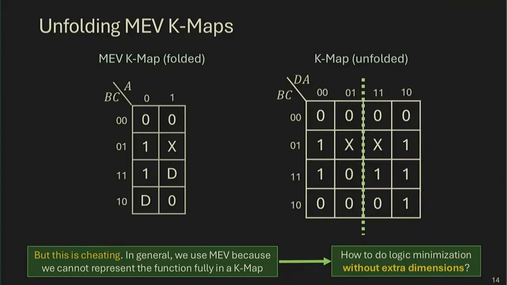In general, we use MEV because we cannot represent the function fully in a K-map. And therefore, we somehow have to find a way to do logic minimization without a bigger K-map. Essentially, do minimization within this 4x2 K-map. And that's a question we'll address: how to do logic minimization? Essentially, the same idea of essential prime implicants, without fully expanding the function into a larger K-map. Any questions?